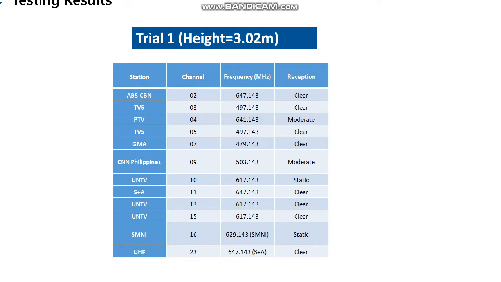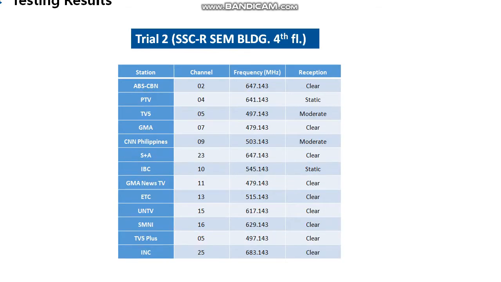For trial 1, we tested the Yagi Uda at 3.02 meters height from the ground, in which we captured the reception for each channel as shown in the table. With the same height of 3.02 meters from the SEM building 4th floor, we conducted the second trial. The result is shown here.